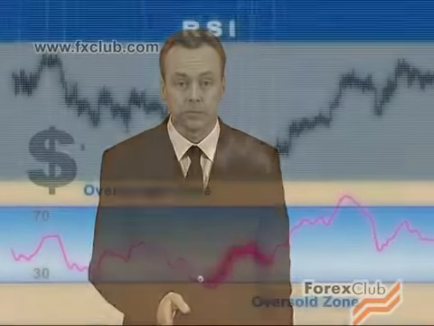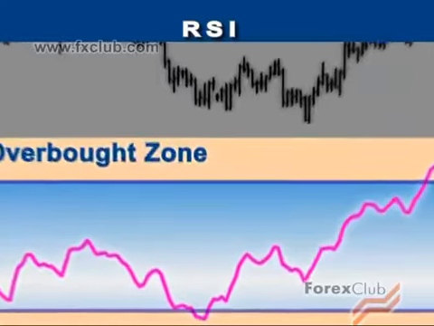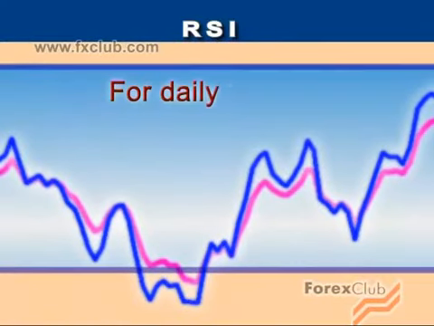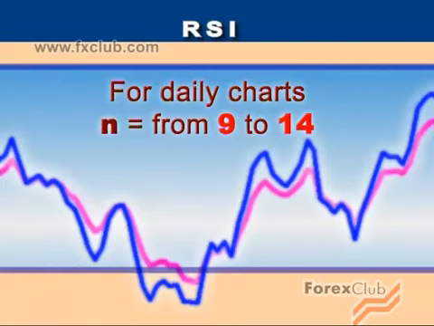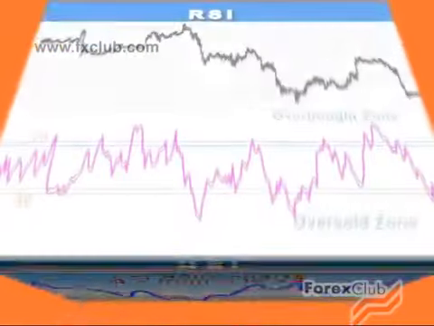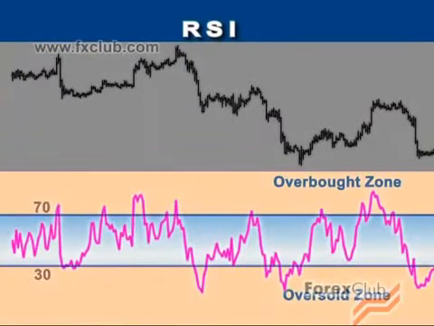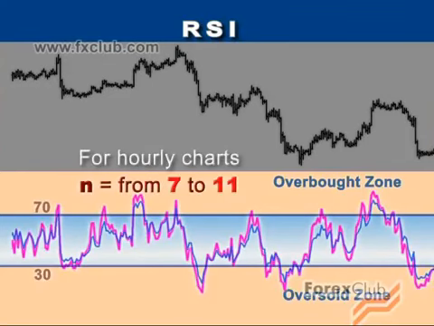How should we select the time parameter N for the RSI oscillator on daily charts? The developer suggested a value of 14. Other researchers apply a value of 9. Well, let's use a range of N between 9 and 14. We advise setting N at not less than 7 and not greater than 11 for hourly charts. Make a note of these values.